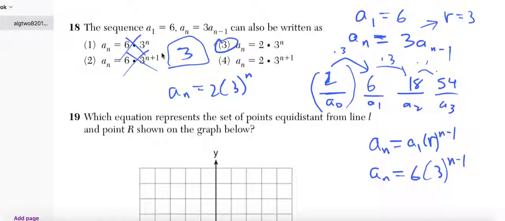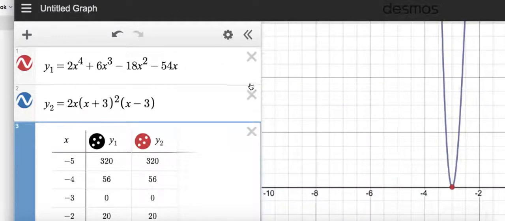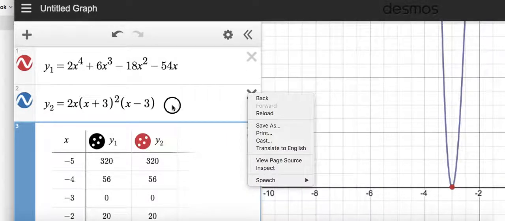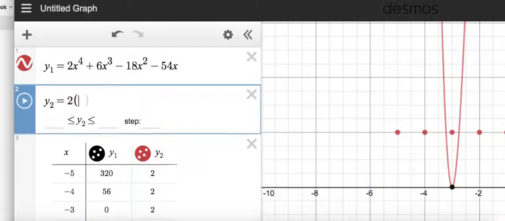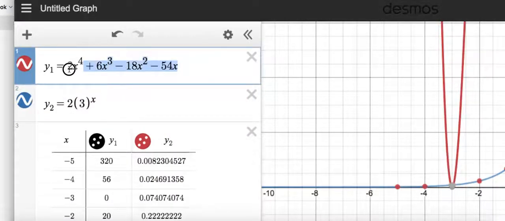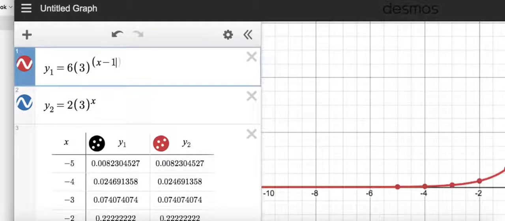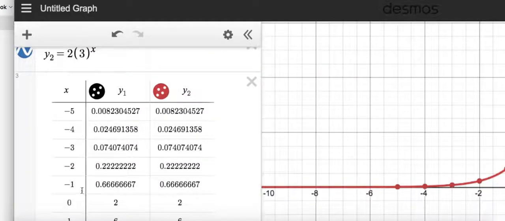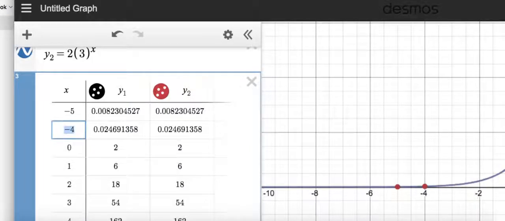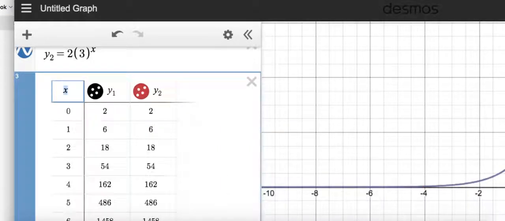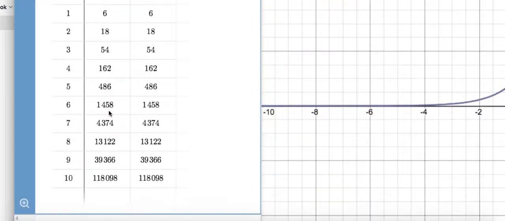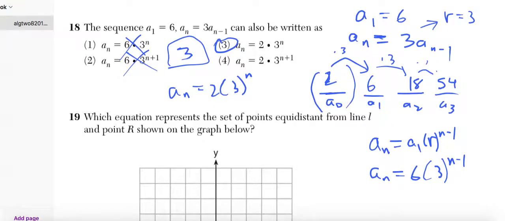And we could confirm in the calculator, guys, by using the table feature. So let's clear this out. In this one, I'll write 2 times 3 to the x. And the original one that I wrote was 6 times 3 to the x minus 1. And we're not dealing with negatives. And even though we don't have a 0, it starts at 2. You see how both of them start at 2 with 0, but the first term is 6. And then each one is times 3 from the previous one, but they gave us the same values. And you could have used the calculator to solve this one too.